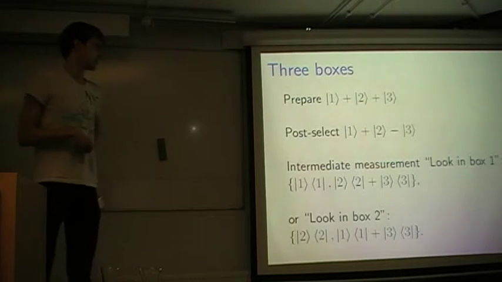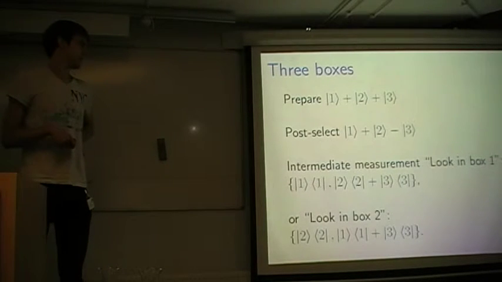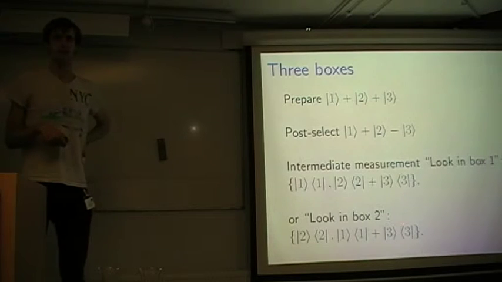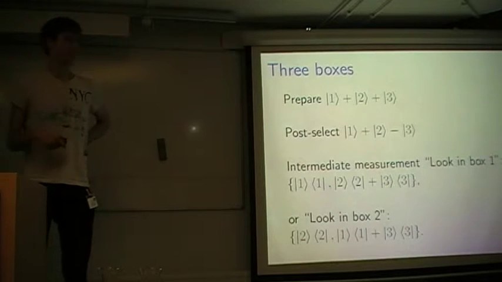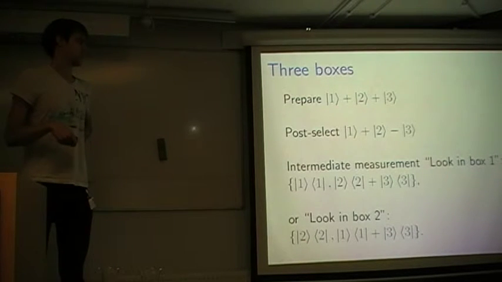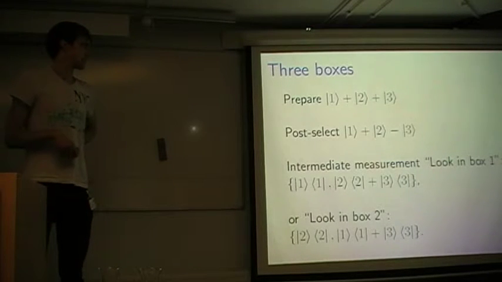Well, there's two things you can do. You can look in box 1, which just means doing a projective measurement either onto 1 or onto the rest of the Hilbert space. Or you can look in box 2, which is projecting onto 2, so that's the ball is in box 2, or the ball is not in box 2, the rest of the Hilbert space. And it's not too hard to work out what's going to happen here.